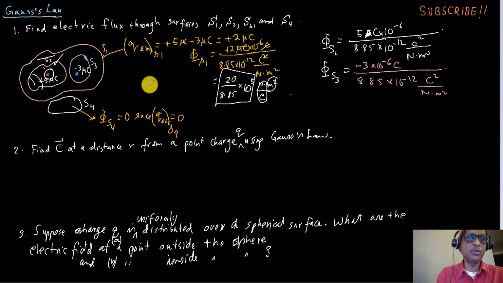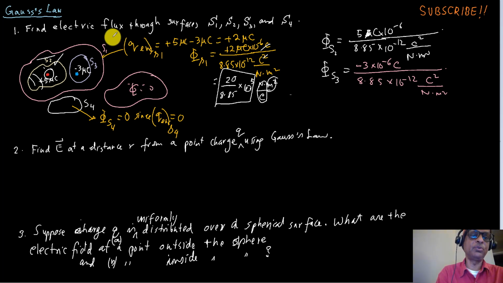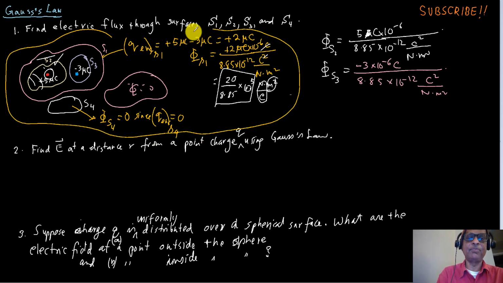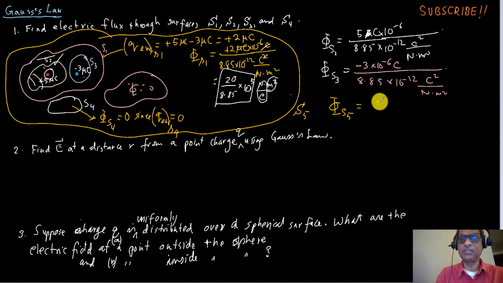If I were to ask you what's the flux through this surface, the flux will be 0 here, right? If I were to ask you what's the flux through this bigger surface, S5, the flux through S5 will be the same as flux through S1, as there are only 2 charges here, and that's the answer.